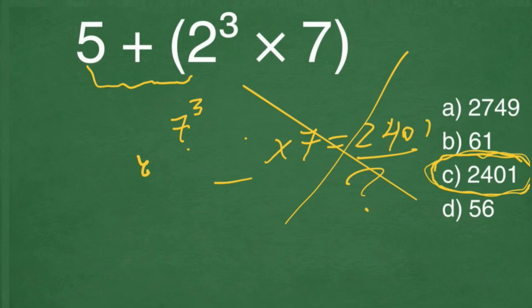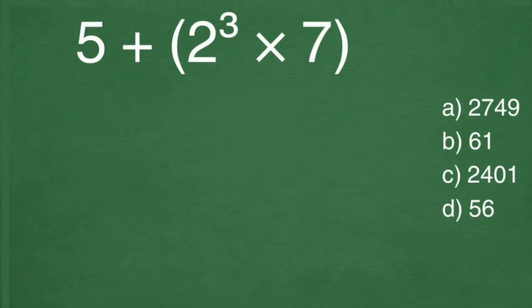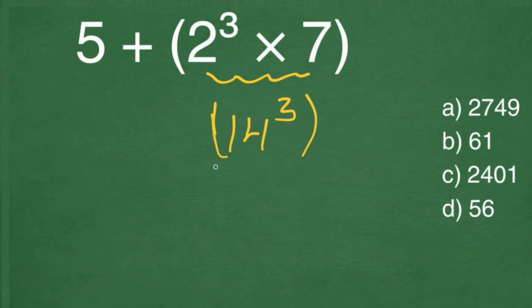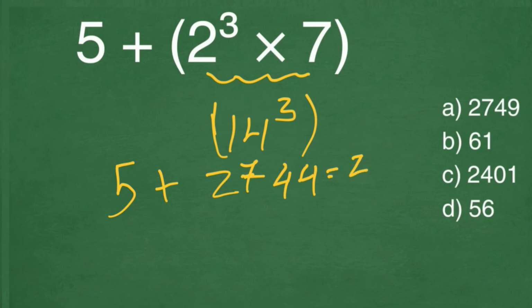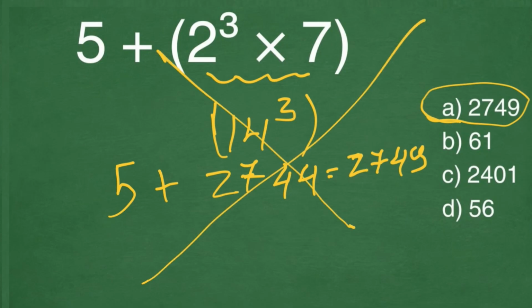And it's not the correct way to solve the problem. Some people, more than half, know the parentheses are the first thing to solve, but what they do, which is again wrong, is multiply 2 by 7 and get 14 cubed. 14 cubed is 2,744, and they add 5 to it and get 2,749, and they circle option A and move on. Again, this is wrong. These two answers are wrong for the same reason.